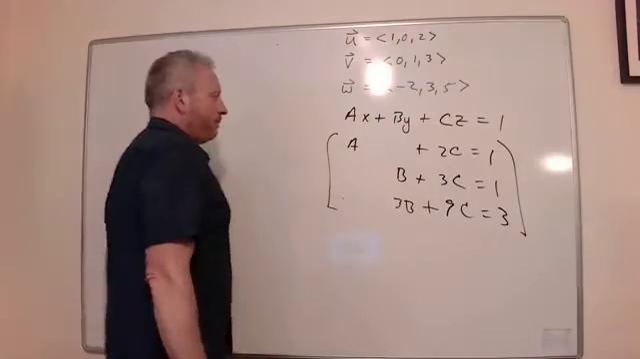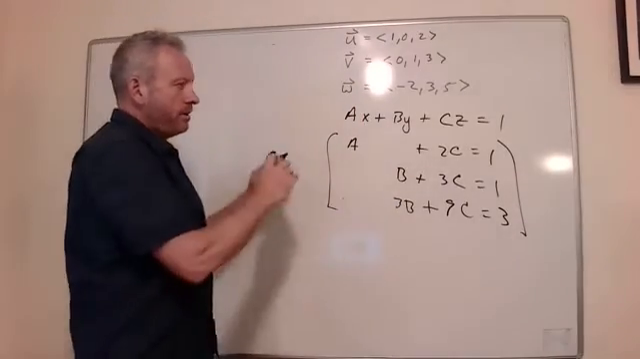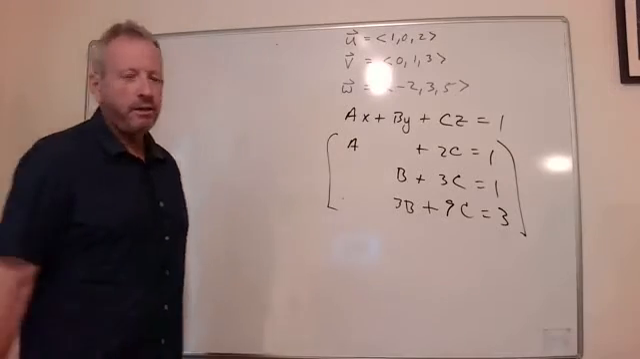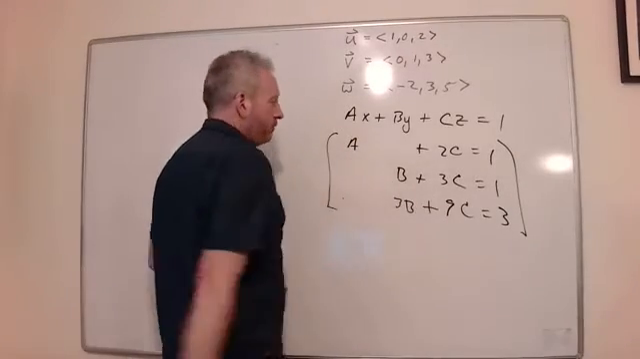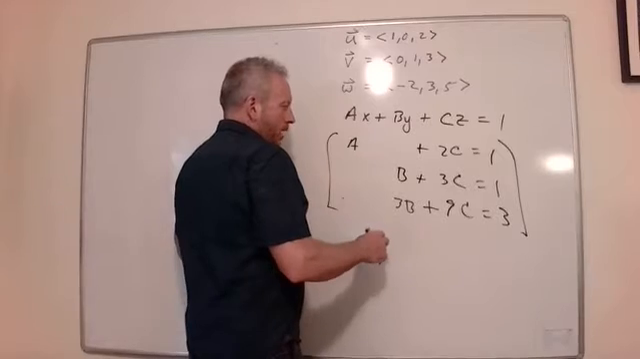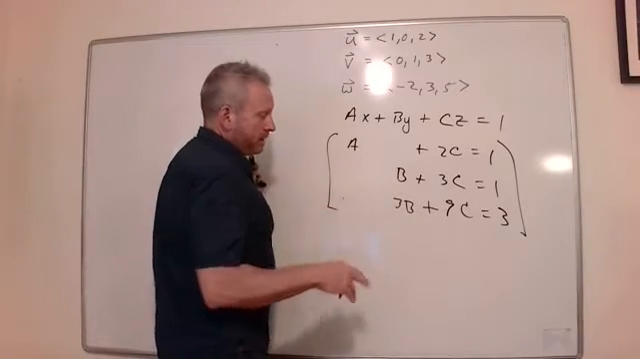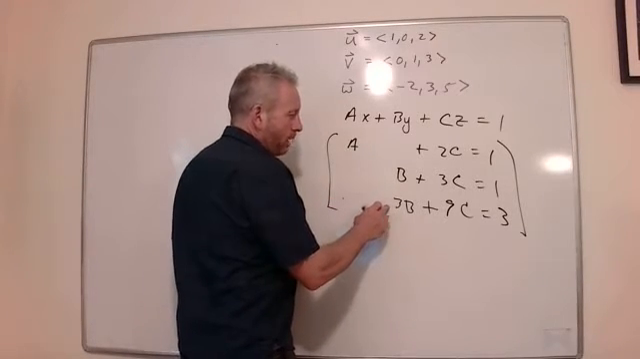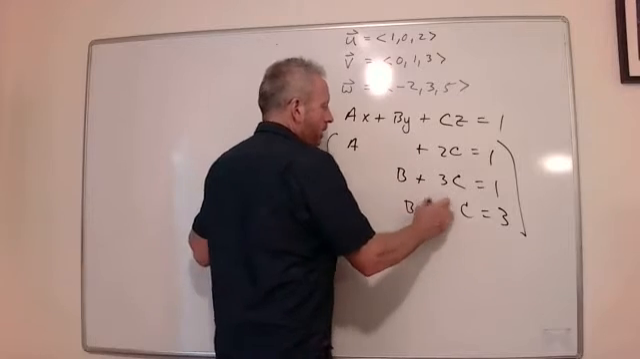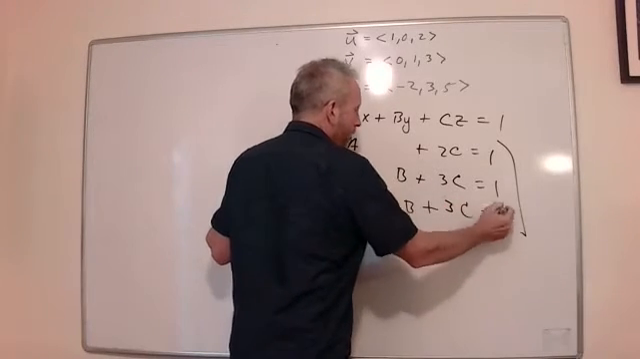So there's our system. And I'm trying to get this in, if you recall, it's called echelon form, this diagonal form. So first off, just to simplify things, let's divide this row by 3. That would give you 1, a 3, and a 1.